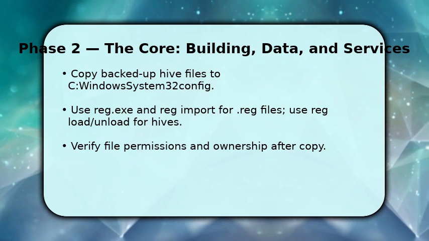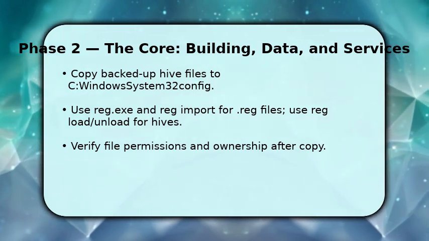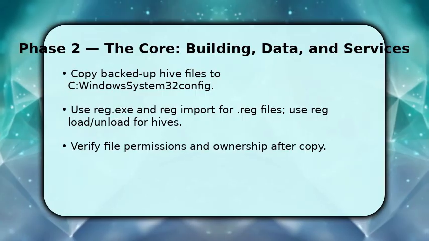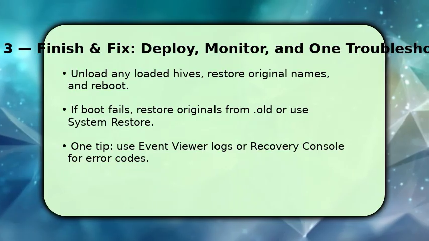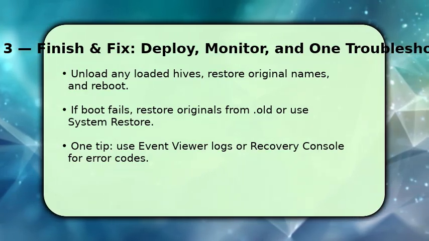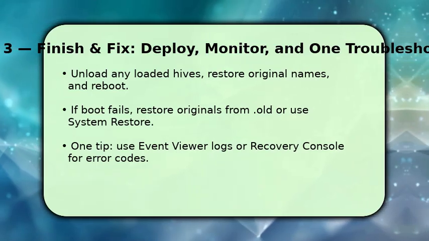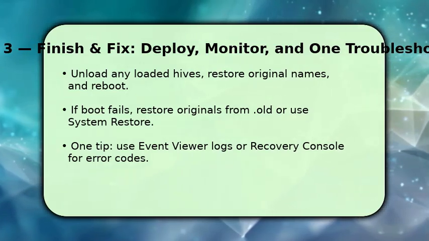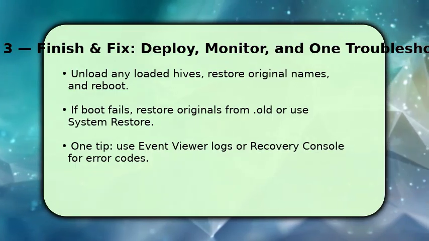Check and reset permissions with icacls if keys fail to load, because improper ACLs prevent Windows from reading the restored hive. After restoring, unload temp hives with reg unload, restore original file names if needed, then reboot normally. Make sure services start. If Windows fails to boot, enter WinRE and either restore the old files back, run system restore, or run startup repair.